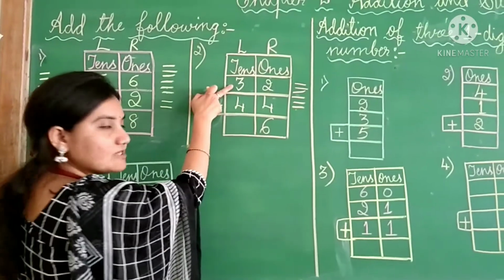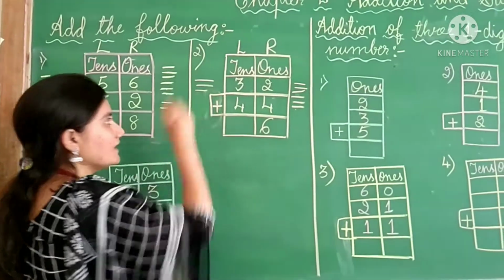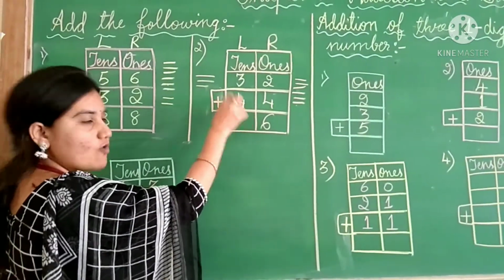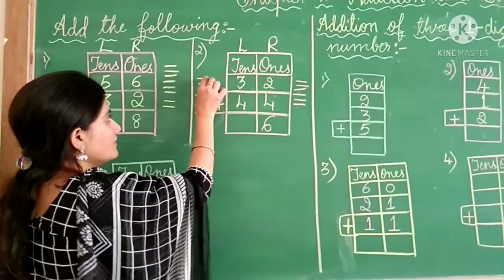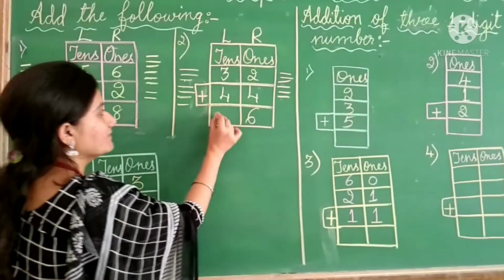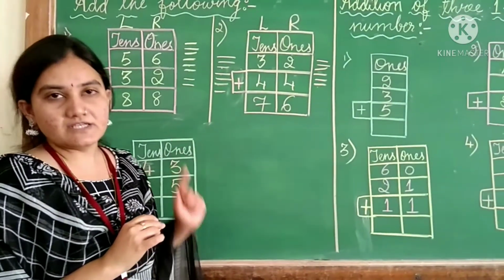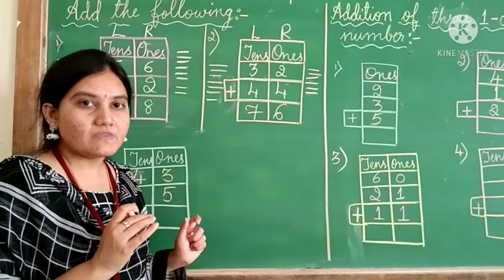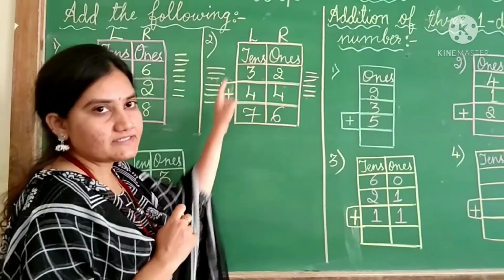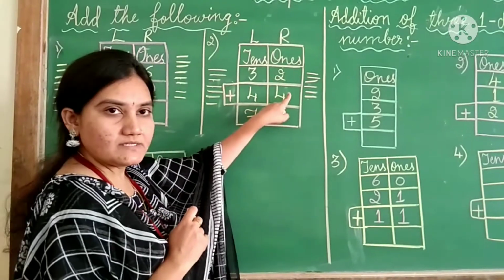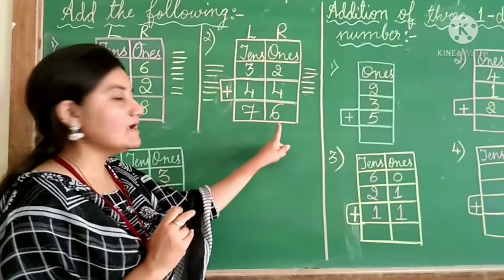In tens, what is the first number, children? Yes, 3. See, 1, 2, 3. The next number is 4. Next, 1, 2, 3, 4. Let's count. 1, 2, 3, 4, 5, 6, 7. What the answer we got, children? 76. It's very easy, children. You already know ones and tens. So first we have to go from right side ones, then we have to go to the left side, that is tens. Ones to ones. We have to add ones to ones and tens to tens here.